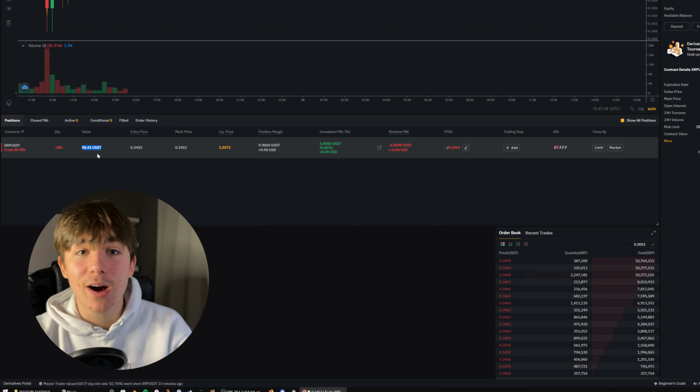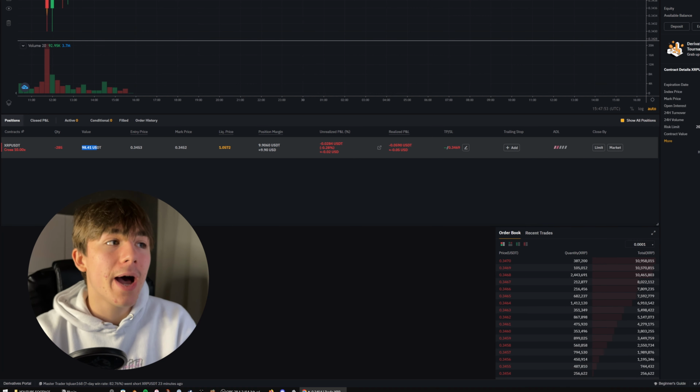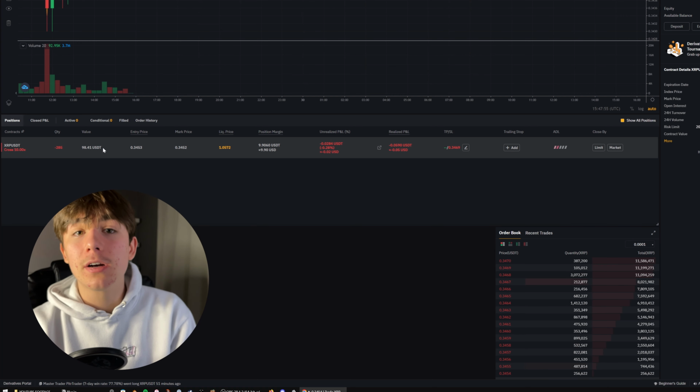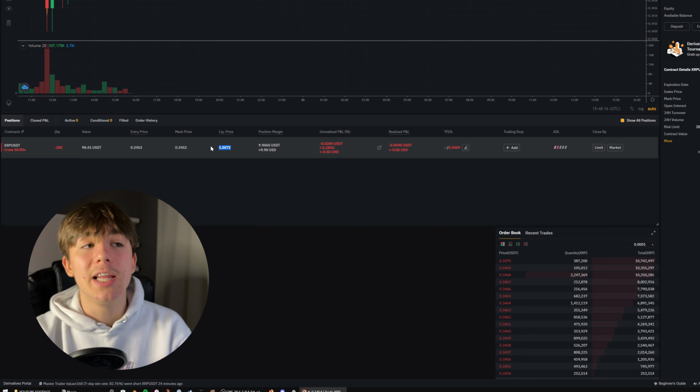That is the beauty of leverage trading. I only put in $9, but it is worth $98. So the profits will be bigger, but also the losses will be way bigger as well. So this is at which price I entered. I entered at 0.3453 XRP price. This is how much the price currently is. This is the price at which I will be liquidated.